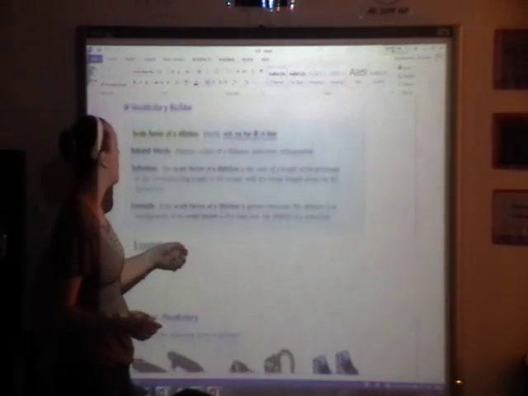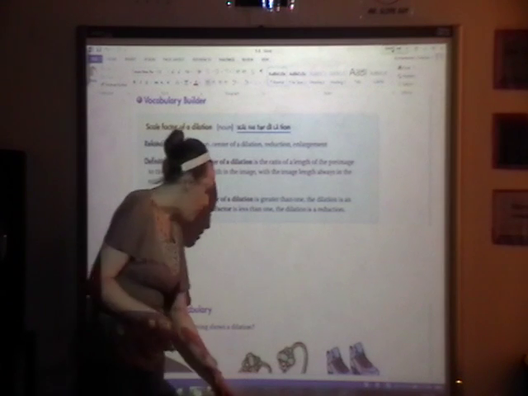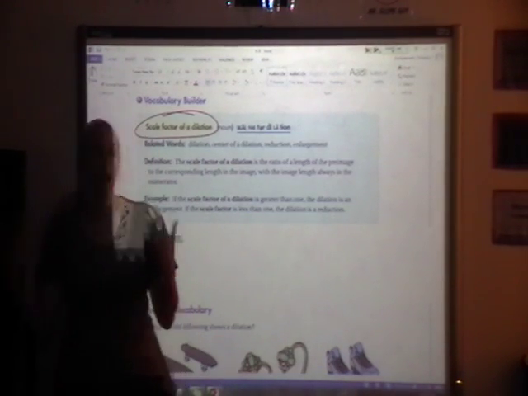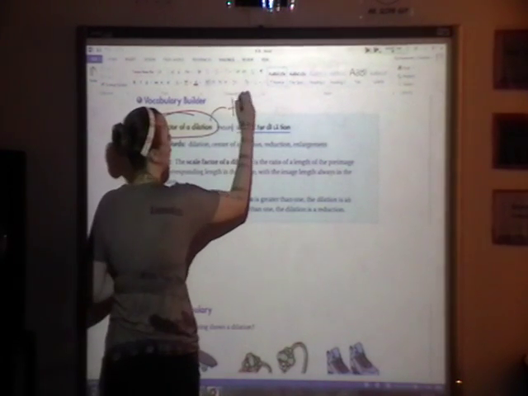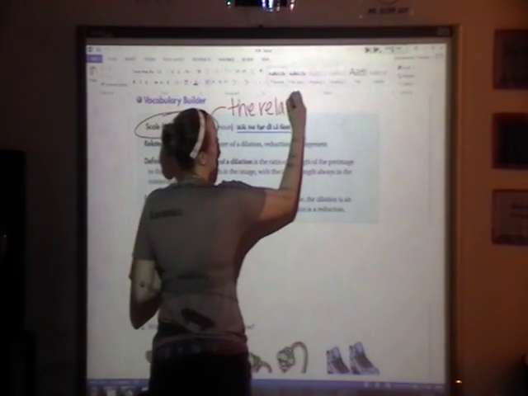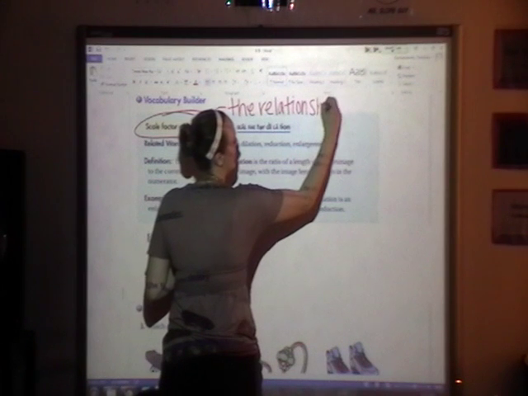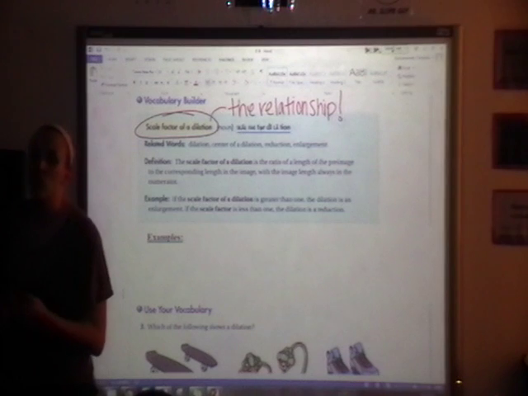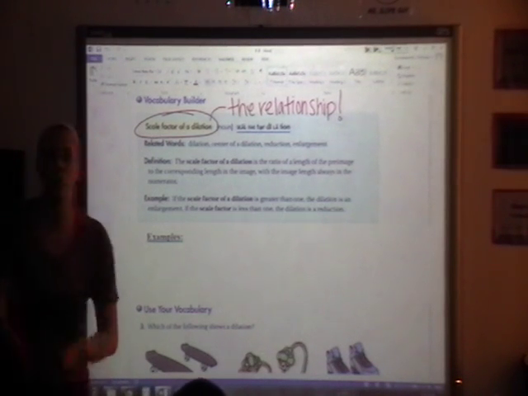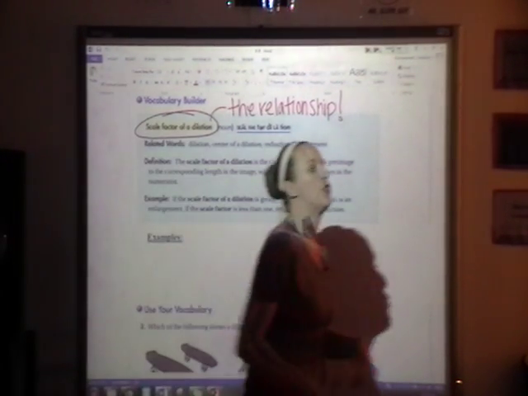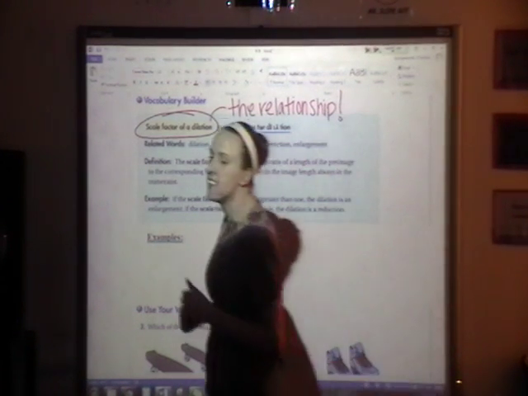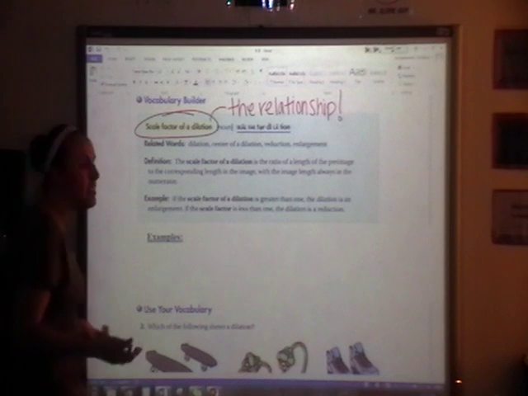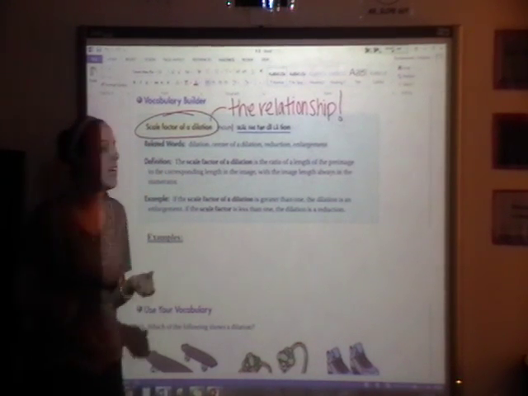So dilation, we need to find a scale factor of dilation. Scale factor is the relationship. So the scale factor is truly the relationship shared between this square and this square. It is that relationship that's being built between the two. It's what causes figures to be similar. They have to share the same relationship.